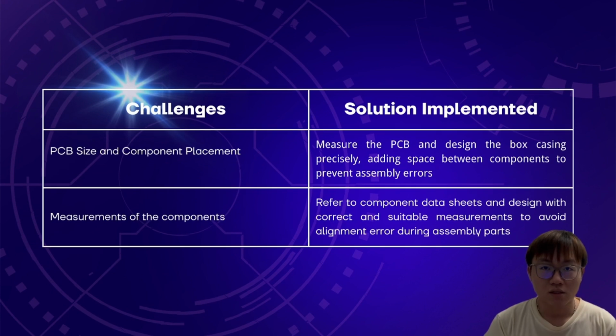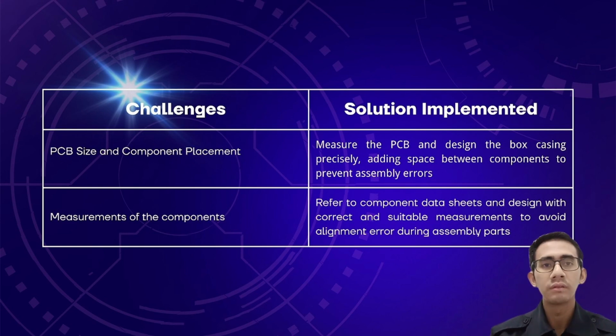And then the next challenge is PCB size and component placement. What we did is measure the PCB and design the box casing precisely, adding space between components to prevent assembly errors. The second challenge is to select the right components for compatibility. To solve it, I referred to the component datasheets and designed with the correct and suitable measurements.